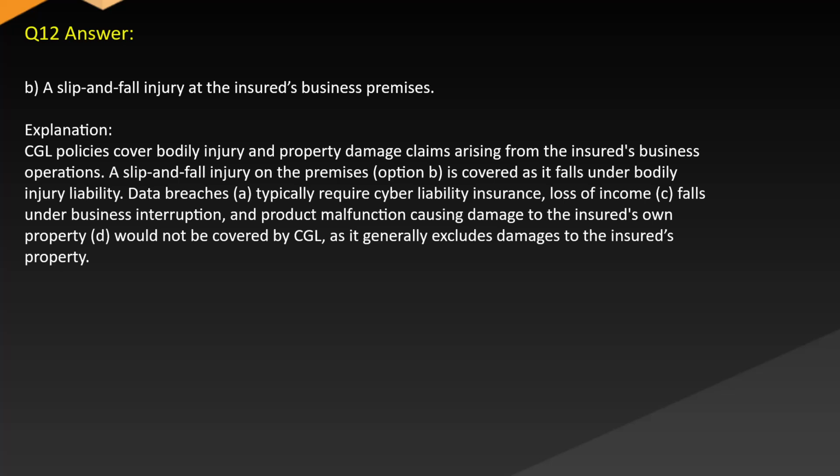Answer: B. A slip and fall injury at the insured's business premises. Explanation: CGL policies cover bodily injury and property damage claims arising from the insured's business operations. A slip and fall injury on the premises, option B, is covered as it falls under bodily injury liability. Data breaches typically require cyber liability insurance. Loss of income, C, falls under business interruption, and product malfunction causing damage to the insured's own property, D, would not be covered by CGL as it generally excludes damages to the insured's property.